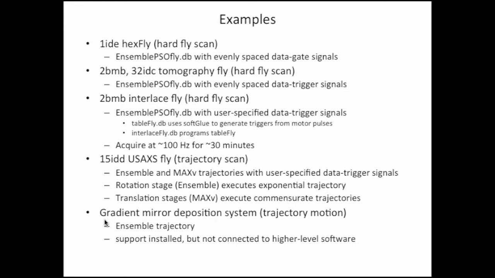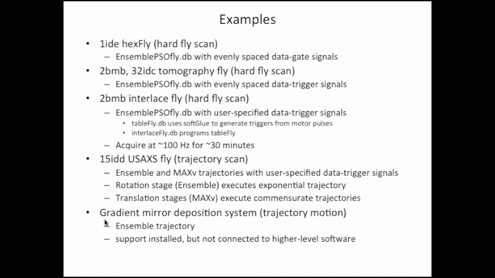At 2BMB tomography, and also 32 IDC, they're using Ensemble PSO fly, and they have evenly spaced data trigger signals. 2BMB also has an interlaced fly that uses the softglue technique that I was telling you about, that allows you to specify the positions at which the data acquisition triggers are generated. It used to be 15 IDD, now it's 9 IDC, this is sector 9. It does a multi-motor trajectory scan where the rotation stage is driven by a servo motor and it executes an exponential trajectory, and then there are translation stages that just keep up with that.